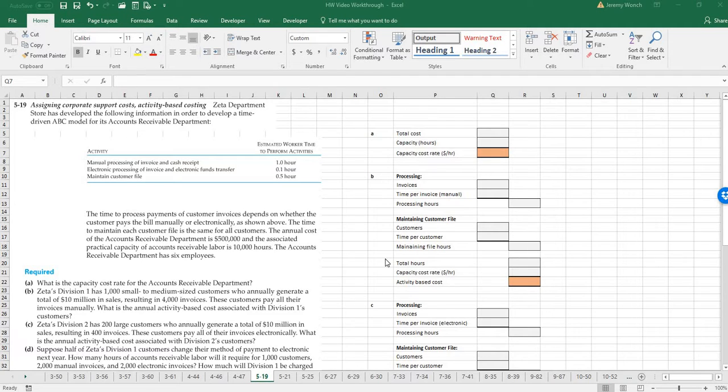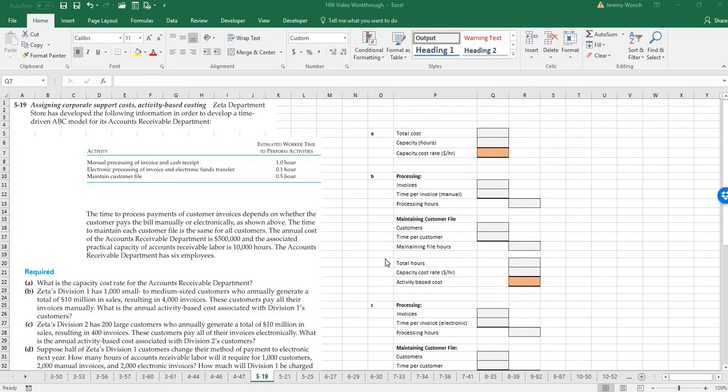Alright, so we're starting chapter 5, and chapter 5 is talking about activity-based costing. That's just a fancy way of trying to figure out, when we have indirect cost and we want to allocate those to a product or a department, what is the most efficient and accurate way of doing that? What we want to do is look at what cost we have and what really makes that cost go up.